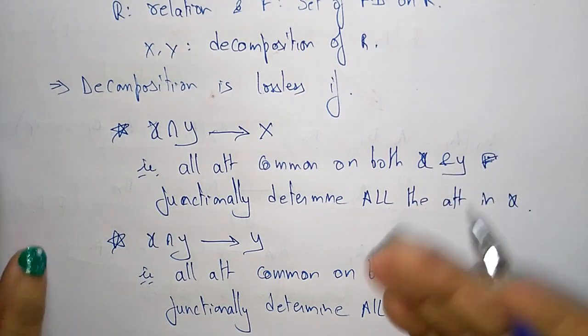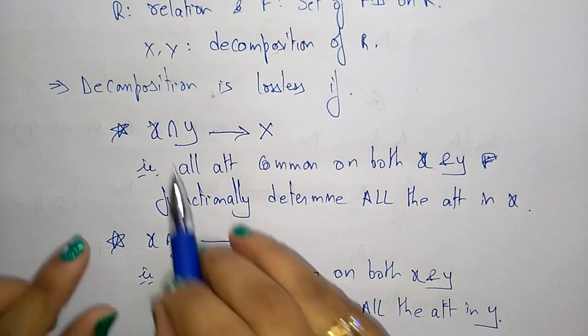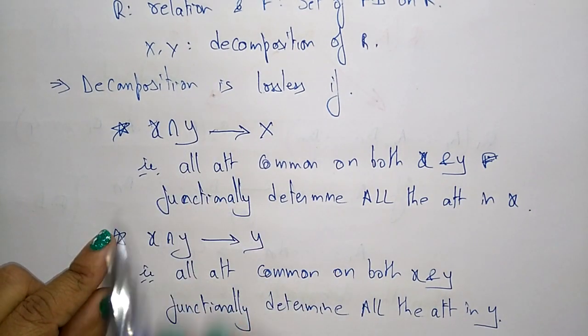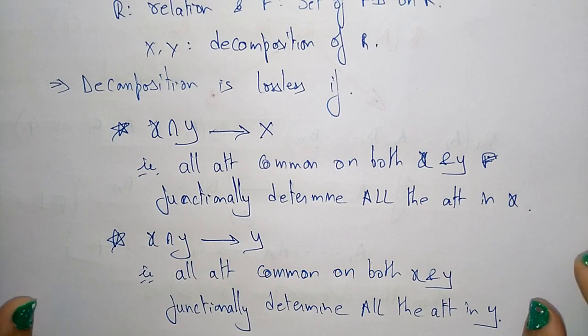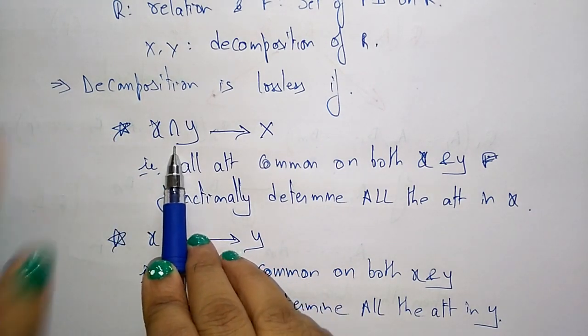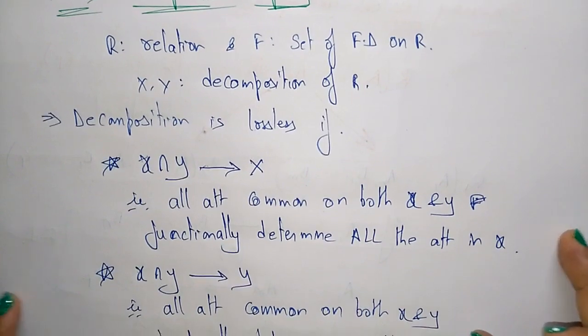In other words, if X intersection Y forms a super key of either X or Y, then the decomposition of relation R is lossless. Whenever this intersection forms a super key on either of X and Y, we can say the data is lossless. So this is about the lossless decomposition.